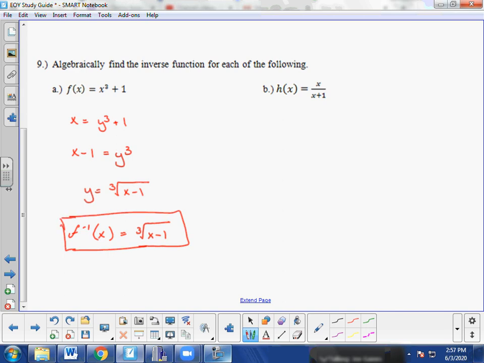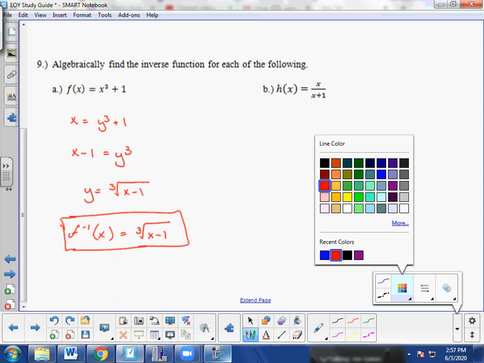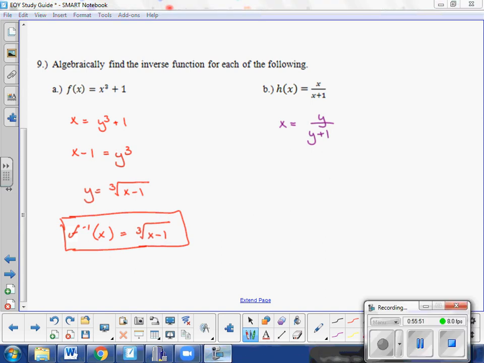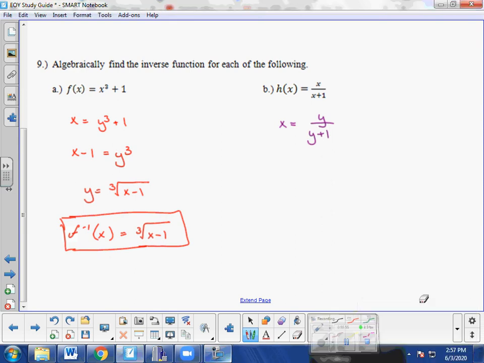We can do the same thing with b, h of x. This one's a little bit more complicated, but same concept. So I'm going to take h of x, which is y, and now make that x. And I'm going to take x and change that into y's. Now notice here that there are two y's. So we do have to do a little bit more work to get y by itself.